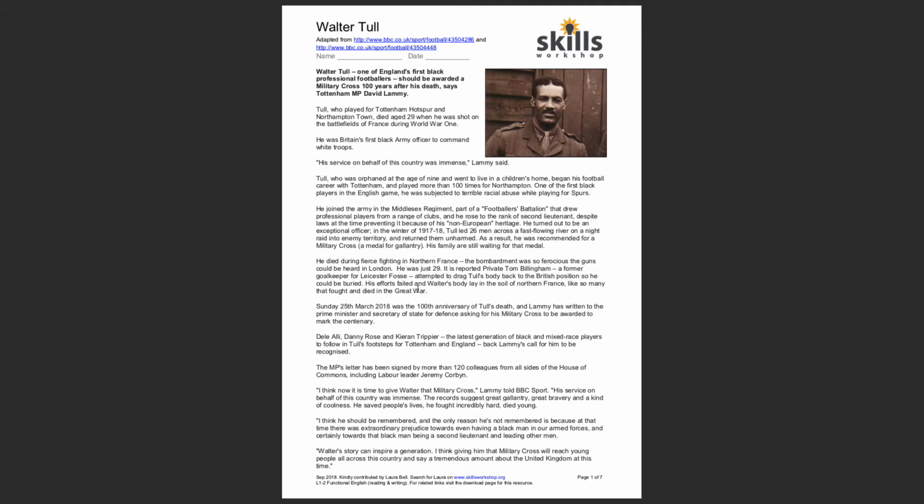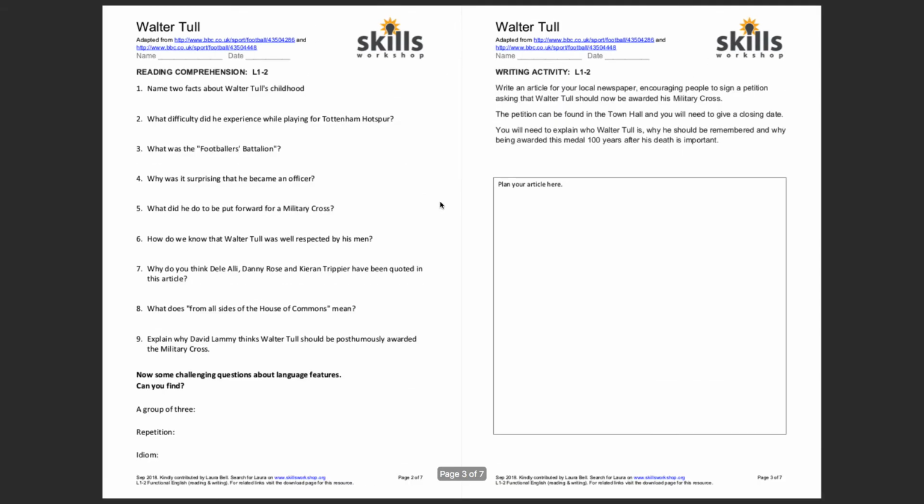And then finally, like I said, an idiom. I don't know if I can really find it. It's potentially how it talks about guns being so loud they could be heard in London, sort of a comparison. It also compares Walter's body, like so many that fought and died in the Great War. Another piece of imagery is the idea of these people following in Tull's footsteps. This imagery of following someone's footsteps is the idea that you are doing the same thing as somebody else. Okay, so that's in terms of the reading activities.